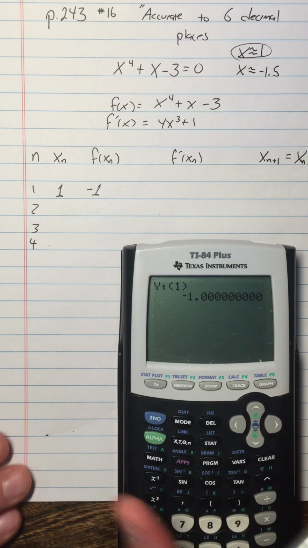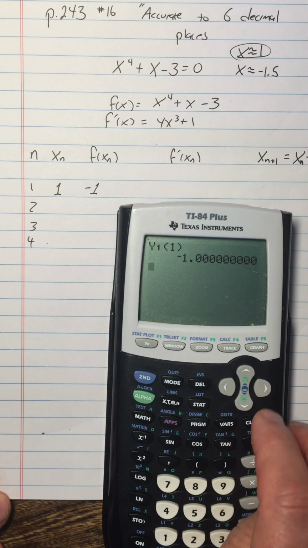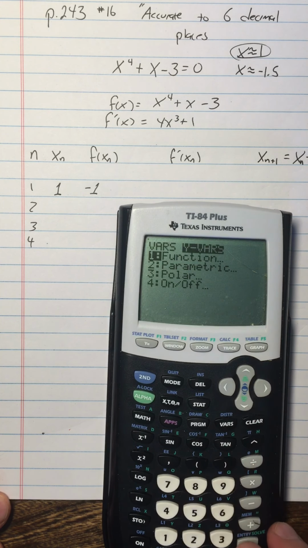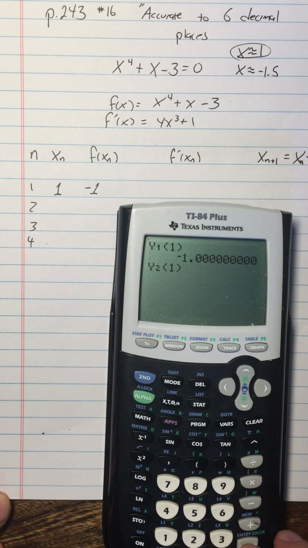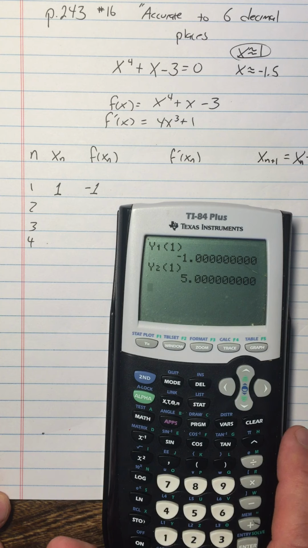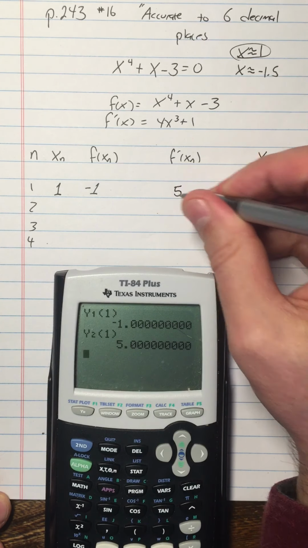And then my f prime of x sub n, so I'll go vars, y vars, function y2 of 1. And that is 5. Could have figured that out, but didn't bother.